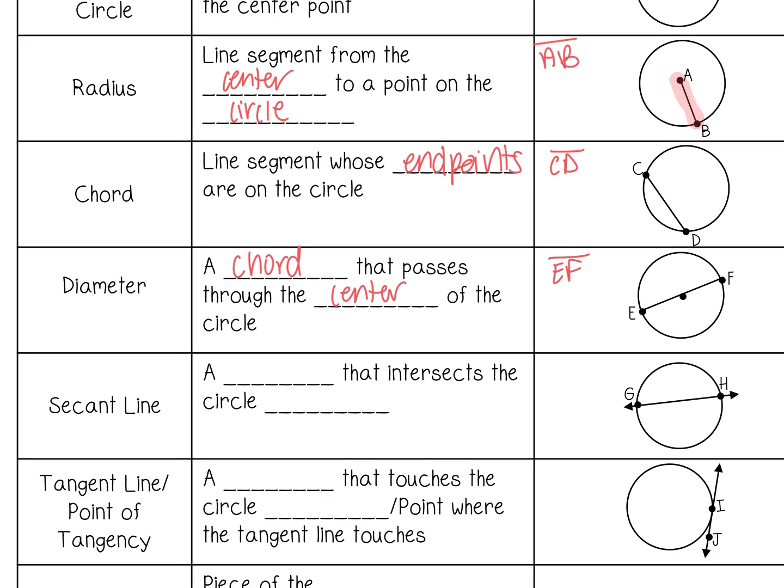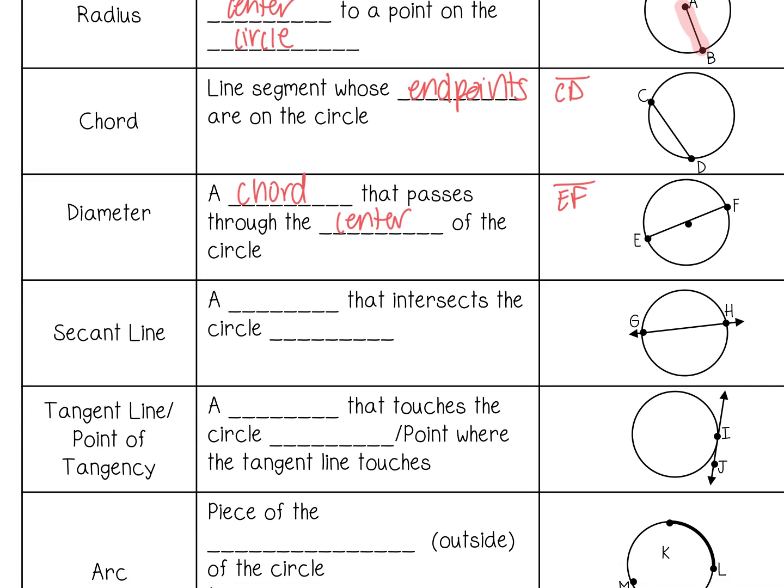All right, secant line. Looking at secant line, it's a line that intersects the circle twice. All right, don't forget the difference between a line and a segment. Your line goes straight through, so it's GH with the arrows. Don't get chord and secant line mixed up. They're very similar. Chord has the endpoints. Secant line goes straight through, all the way through. Chord just stops at your two endpoints.